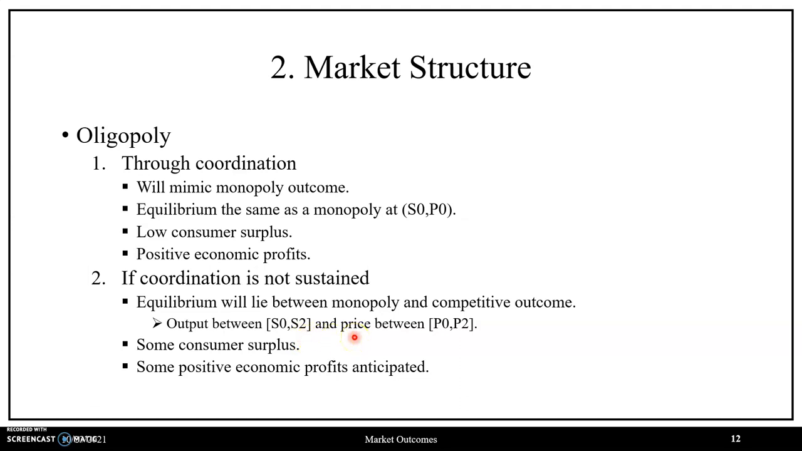And in terms of the pricing strategy, it will lie somewhere between P0 and P2, that is the pricing decision for the monopoly and the pricing decision for the competitive market in its long-run equilibrium case. In which case, we'll still expect some consumer surplus to exist, as well as some positive economic profits to be anticipated and existing as well.